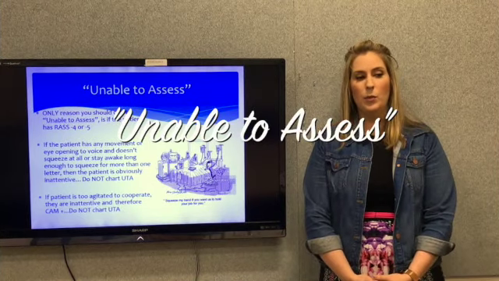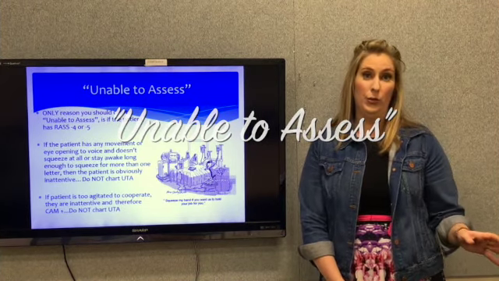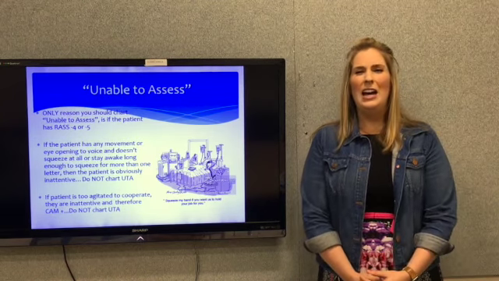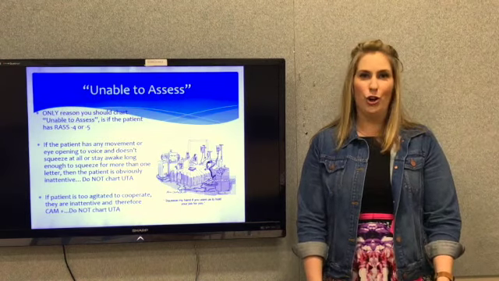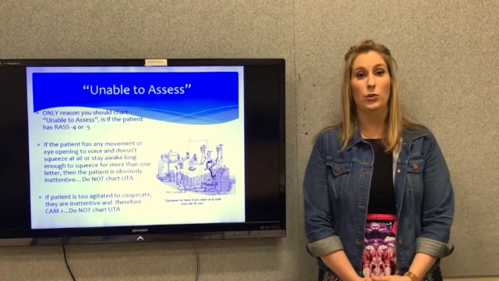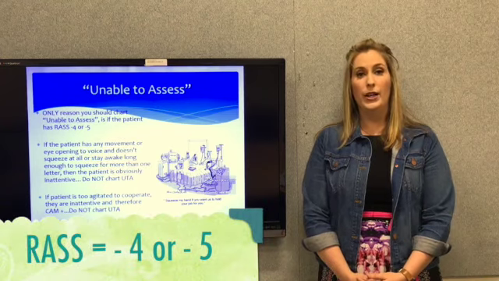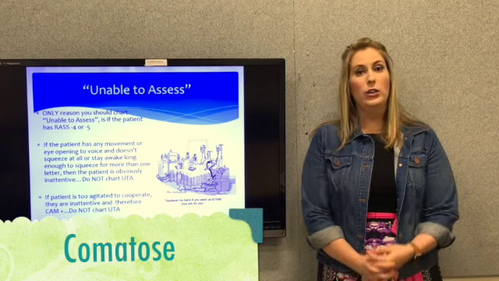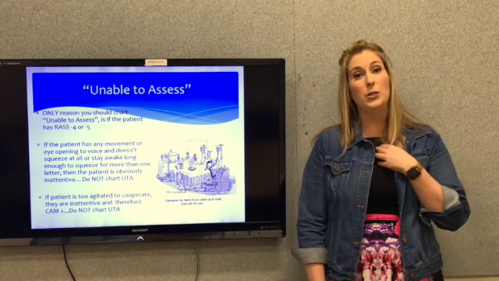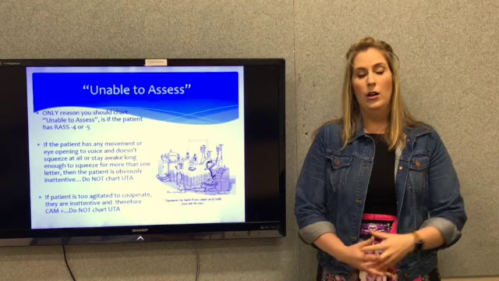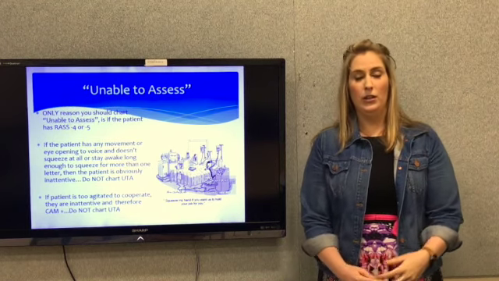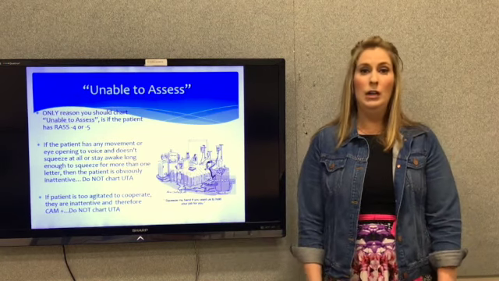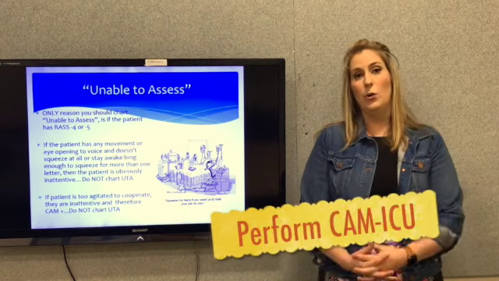So "unable to assess" is something that on our unit and other ICUs, it has been noted people chart a lot. However, the only time you should chart unable to assess is when your patient has a RASS of negative 4 or negative 5, meaning they're comatose. Again, with negative 4, you can elicit a little bit of a response, but that's with a physical stimulus. And again, negative 5 is nothing. If they're a negative 3, if you can get them to just move a little bit to verbal, then you can do the CAM-ICU on them.